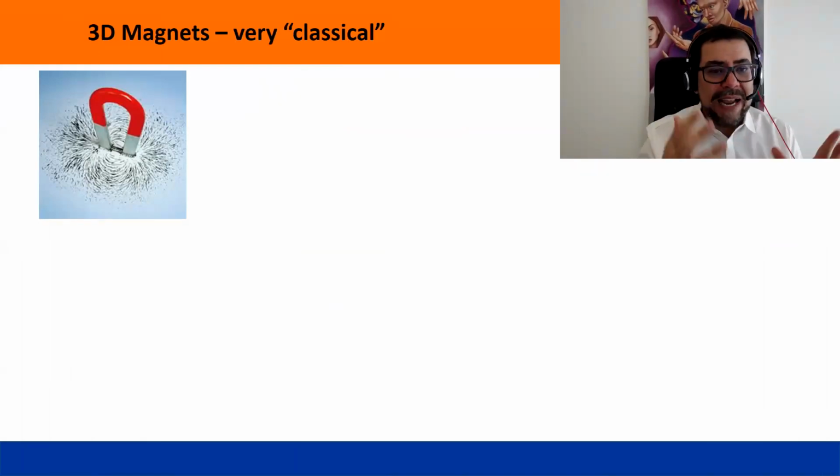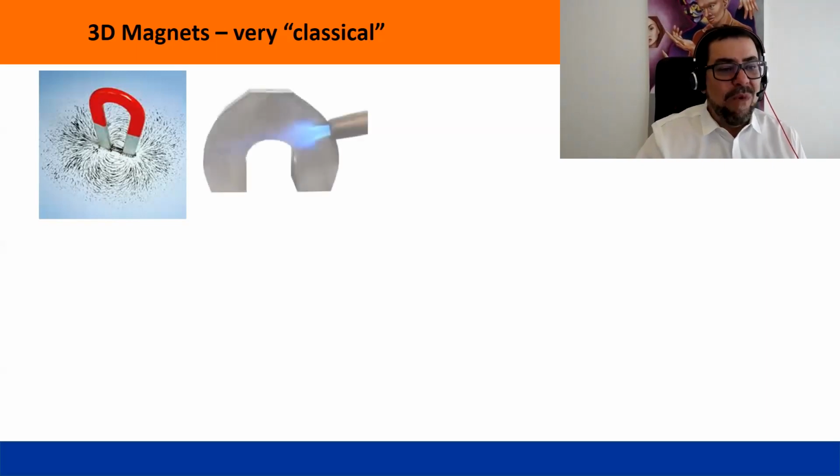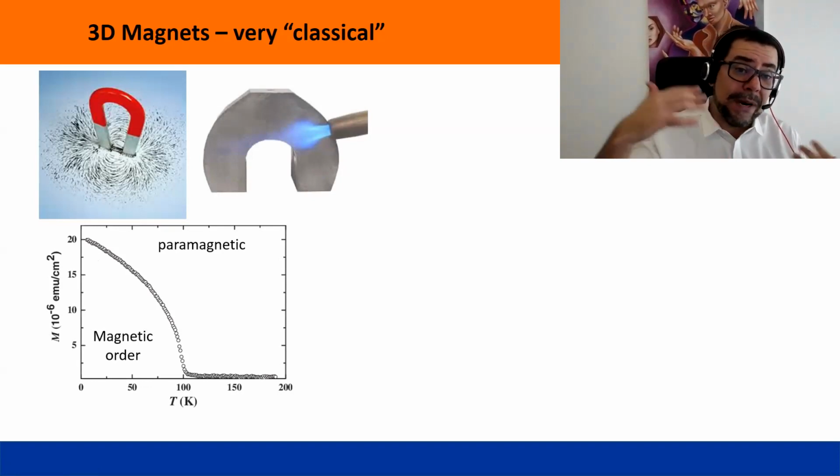Okay, let me change now to another topic, which is very close to my heart, which is magnetism. So everybody here knows what a magnet is. This is an example of a magnet. And if you put a magnet with some iron powder around, it forms these beautiful patterns. And one thing that we know is that if you heat up a magnet like this, it loses its magnetization. So essentially, if you look at the magnetization as a function of temperature, the magnetization drops, and eventually, if the temperature is very large, the magnetism goes away.